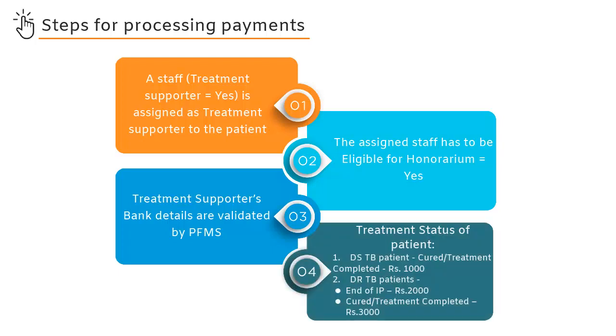For a DSTB patient, one benefit of maximum amount of Rs 1000 can be created if outcome is updated as cured or treatment completed. For DRTB patient, two benefits can be generated. The first benefit of maximum amount of Rs 2000 can be created at the end of IP, that is initiation date plus 6 months. The second benefit of maximum amount Rs 3000 can be created if the outcome is updated as cured or treatment completed. If all these conditions are met, a TU user can create a benefit for the treatment supporter.